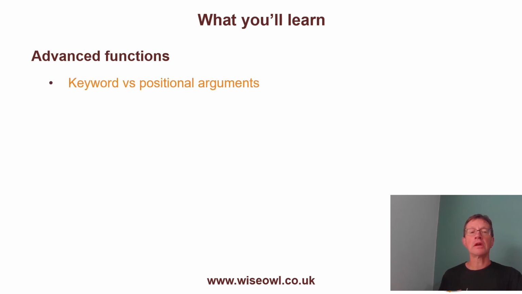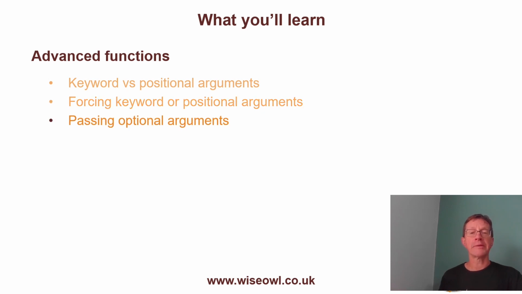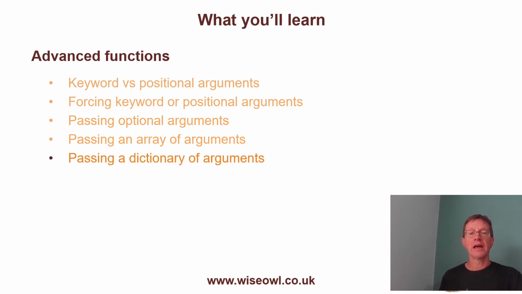We'll learn how you can distinguish between keyword and positional arguments, and how you can force users of your function to use one or the other. We'll look at how you can specify arguments which are optional, that you don't have to pass in, but you can if you want. And then we'll go on to look at how you can pass an array of arguments to a function and how you can pass a dictionary of arguments, and I'll explain what these things mean. And finally, we'll look at Lambda functions, which I've been promising for some time, which are another technique that you can use.